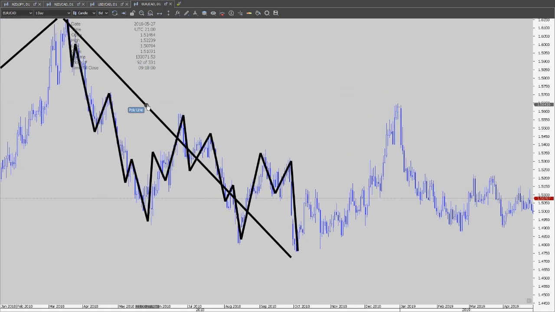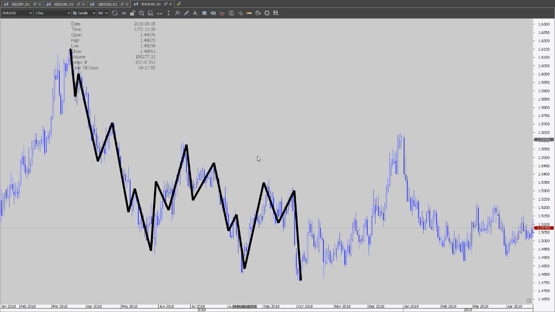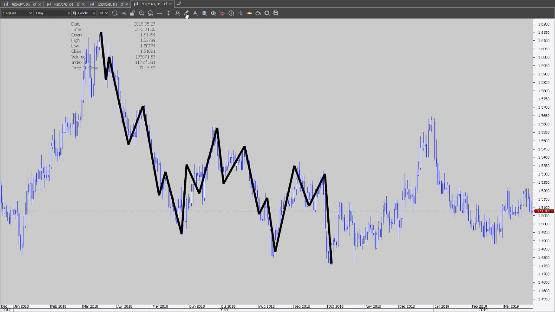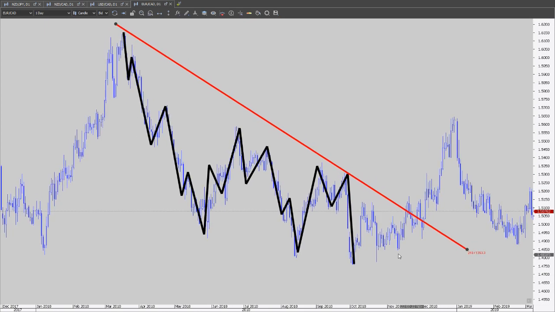So we were, I'm going to delete this. Delete structure. So we were in a downtrend until here. We were in a short-term downtrend until here. Short-term, well, it's just how we say this, okay?